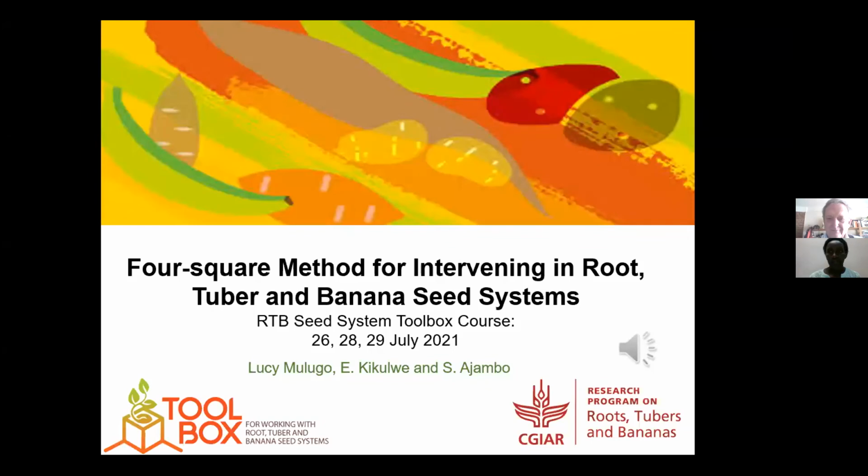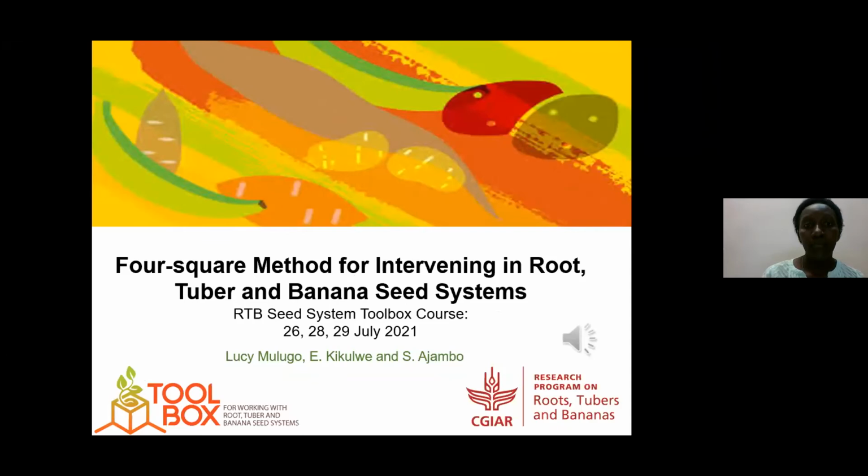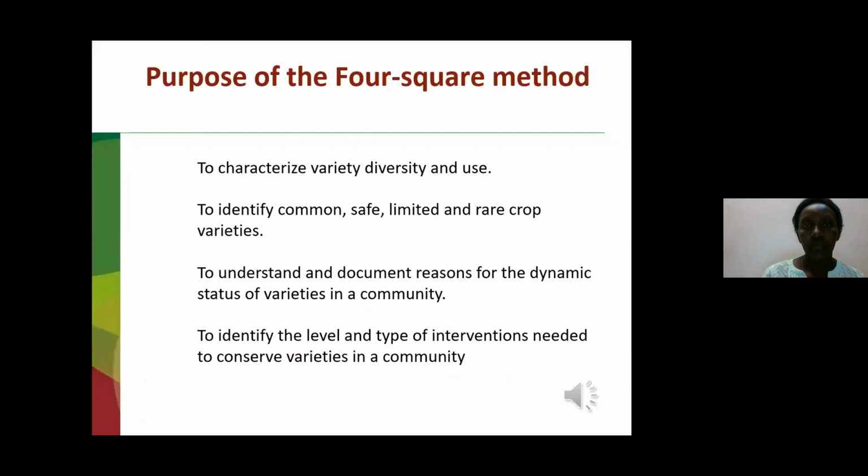Hello everyone, my name is Lucy Mulugo from Makerere University in Kampala, Uganda. I have the pleasure this morning to take you through the 4-square method for intervening in root, tuber and banana seed systems. The 4-square method is used first and foremost to characterize variety diversity and use. Secondly, it helps identify varieties which are common, safe, limited or rare in communities. Thirdly, it helps understand and document reasons for the dynamic status of different varieties in communities. And lastly, this method helps identify the level and type of interventions which are needed to conserve varieties in communities.